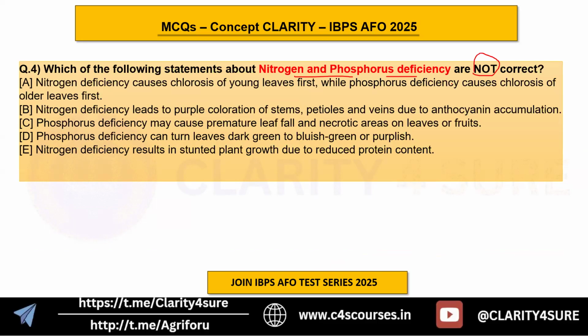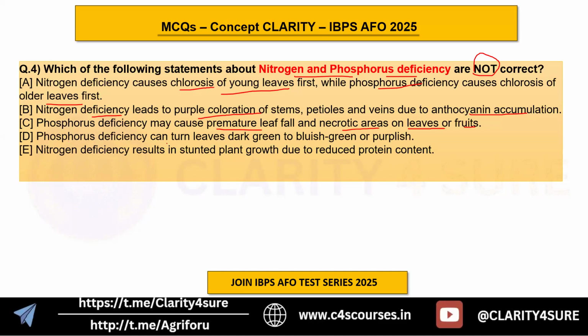Here I am asking about the not correct statements. So the deficiency of nitrogen causes chlorosis of young leaves first, while phosphorus deficiency causes chlorosis of older leaves. Nitrogen deficiency leads to purple coloration of stems, petioles, and veins due to anthocyanin accumulation. Then phosphorus deficiency may cause premature leaf fall and necrotic areas on the leaves or fruits.